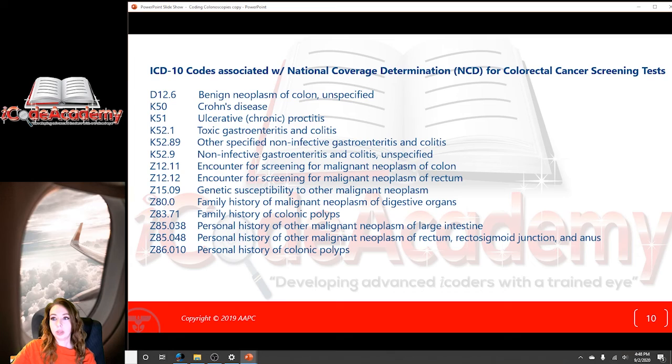I also want to talk about the ICD-10 codes associated with the NCD, or our National Coverage Determination, for colorectal screening tests. So here you can see, in addition to our personal history of colonic polyps at the bottom, the Z86.101, as well as our other Z codes for family history, we do have additional diagnoses such as K50 for Crohn's disease. We also have K52.1 for toxic gastroenteritis and colitis, as well as Z15.09 for a genetic susceptibility to other malignant neoplasms.